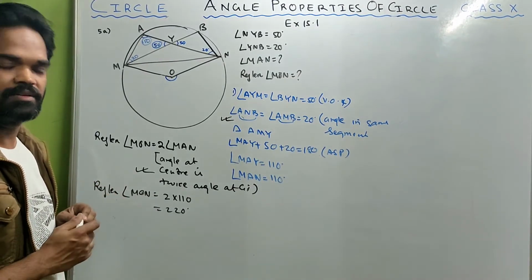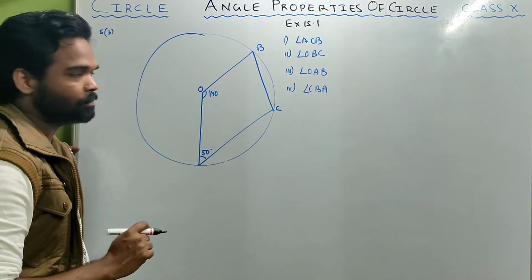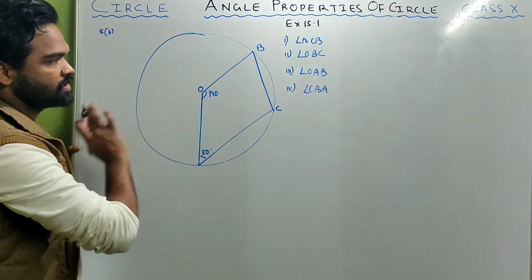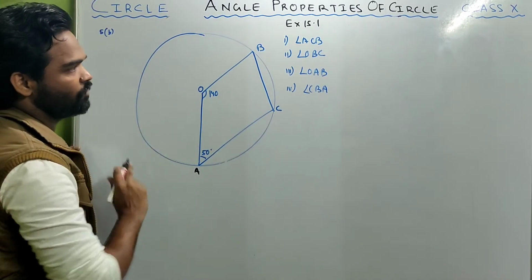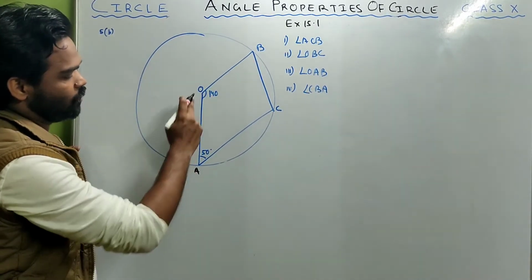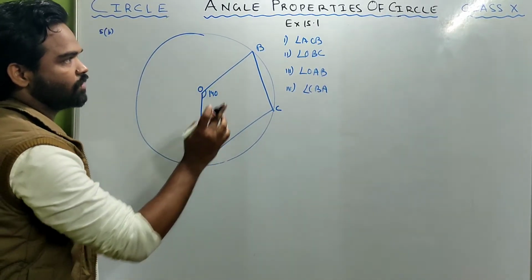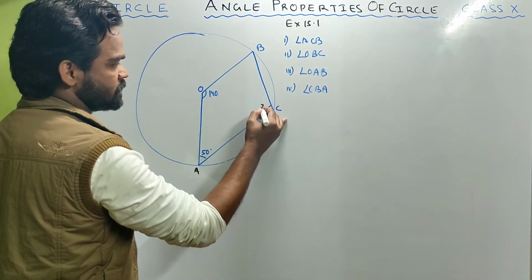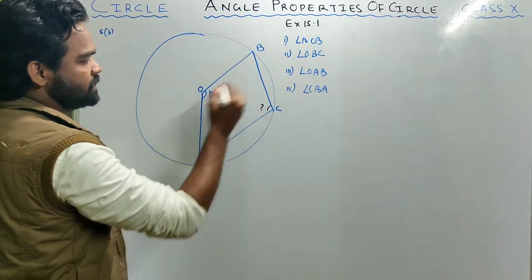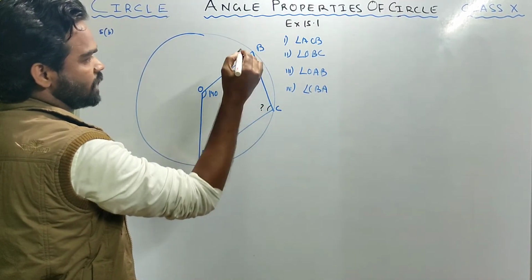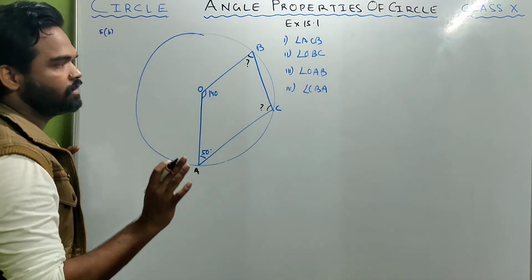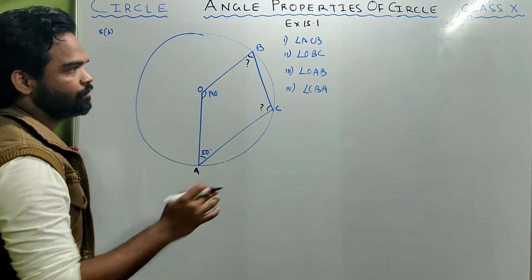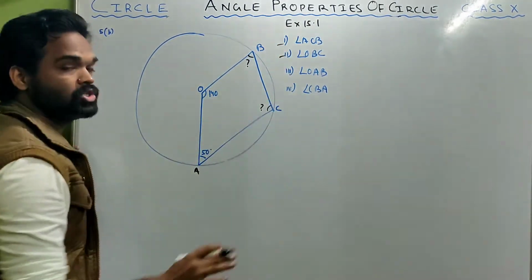Now let us look at the next sum. Look at 5 part B. They've given a circle. O is the center. Angle BOA, I think this is A, is 140 degrees. And angle OAC is 50 degrees. They've asked for angle ACB, which means this angle; OBC, which means this angle; OAB, which means we need to join AB; and CBA. First of all, look at these two parts.